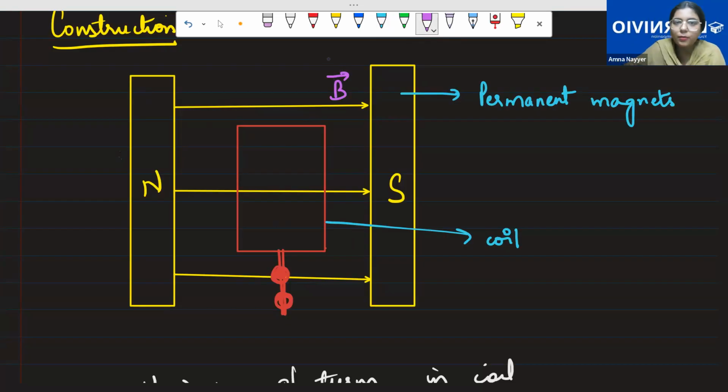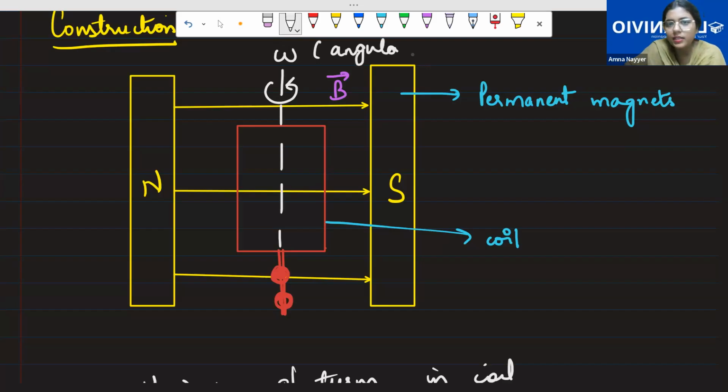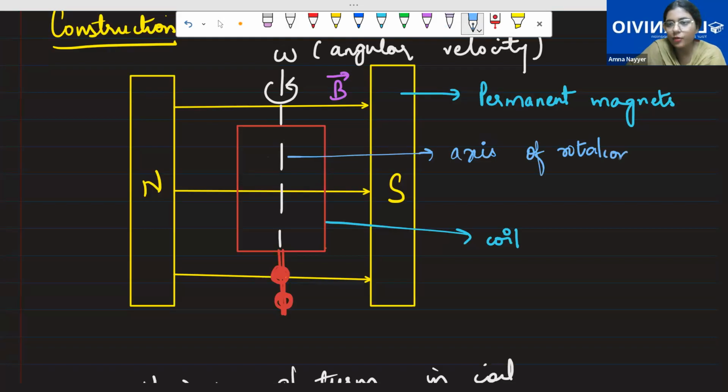And here a coil is put, and it is assumed that the coil will rotate across an axis with a certain angular velocity, let's say omega. This is basically the axis of rotation in which the coil would be rotating.